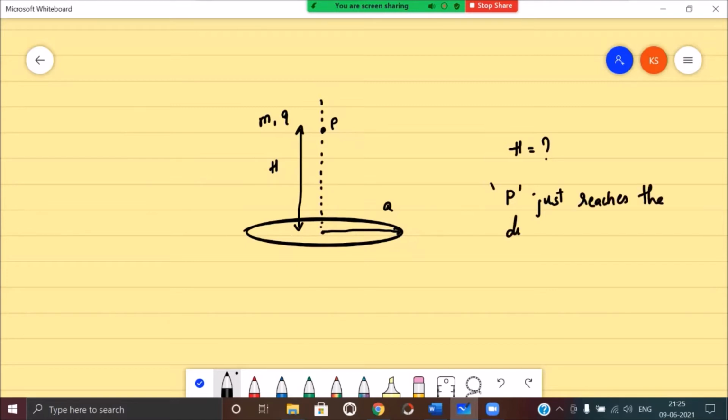And the other information given over here is that the surface charge density of this disk is given as sigma. So it's a uniformly charged disk having a surface charge density of sigma over here, right? Okay, so let's try to analyze this question first.